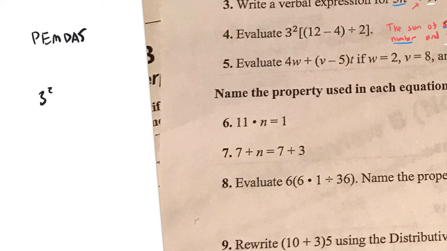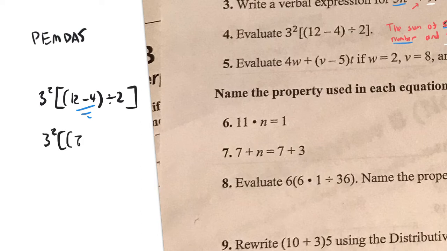So we have 3 squared. I'm just going to rewrite everything. 12 minus 4 divided by 2. So this is the parentheses here. So we're going to simplify that. We have 3 squared equals 8 divided by 2. Now we have to simplify the brackets. It's kind of like you're going from the inside out. So it's going to be 3 squared times 4, because 8 divided by 2 is 4.